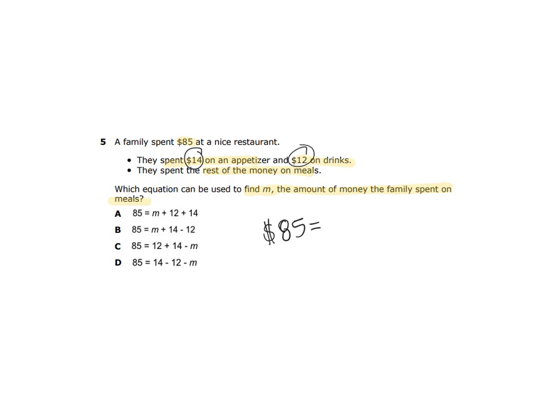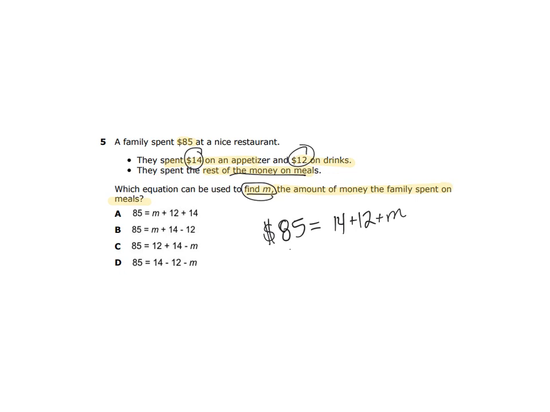So if I want to figure out how much they've spent already, can I say, all right, well, 14 plus 12, and then that would get me how much they spent so far, but then it says they spent the rest on meals. We're going to say M is meals. So wouldn't I just add M to this to equal 85? It's exactly what I would do. So let's see if there's an equation that looks like mine.